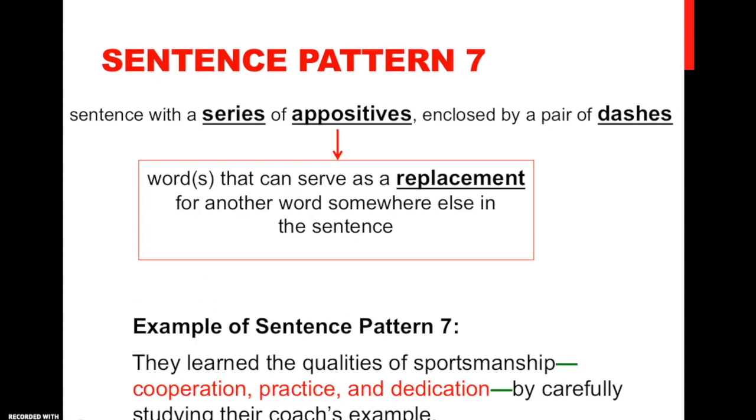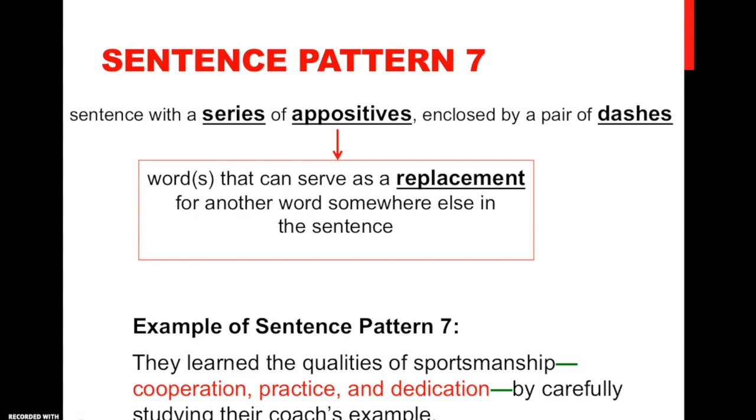Here's an example of Sentence Pattern 7. Remember, it is a sentence that includes a series of appositives enclosed by a pair of dashes. Let's read the example together. They learned the qualities of sportsmanship—cooperation, practice, and dedication—by carefully studying their coach's example. I highlighted the appositives in red.